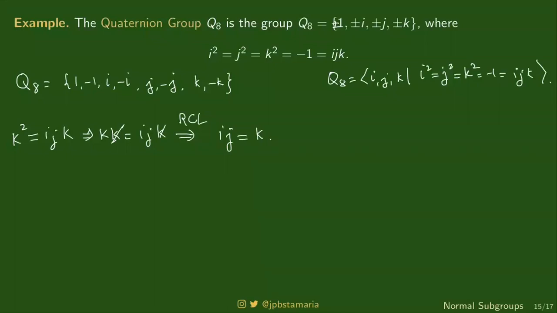Halimbawa naman, meron akong JK, sir. Saan ko kukunin yung JK? Titignan mo naman yung equation na to. I squared daw ay IJK. So, cancelin mo yung I sa kaliwa. Sulat muna natin ng mahaba: IJK. So, ito yung left cancellation law. Cancel, cancel. Ang JK ay I.